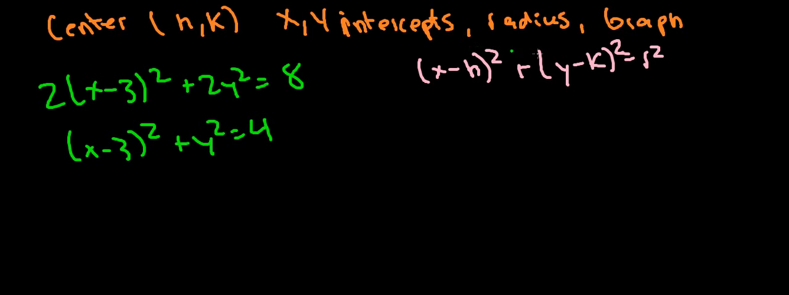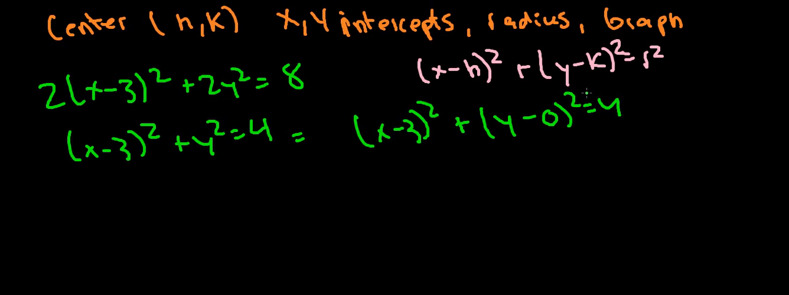And we already are in this form. This y squared is the same as (y minus 0) squared. So this is the same as (x minus 3) squared plus (y minus 0) squared is equal to 4. So our center is equal to (3, 0).